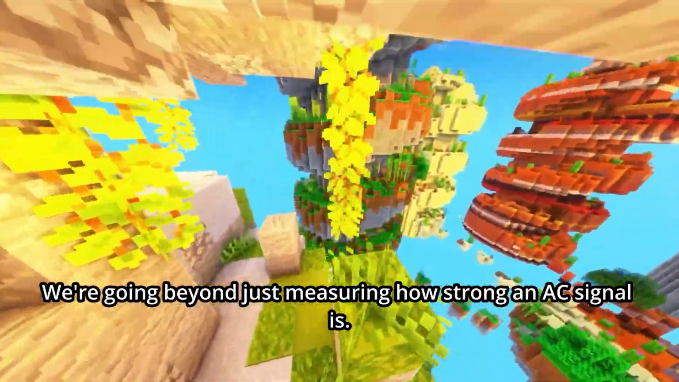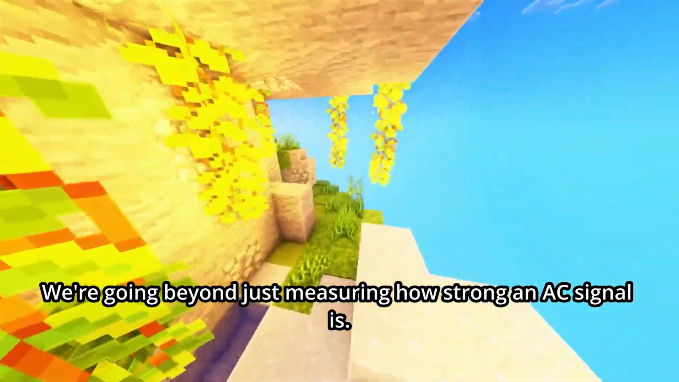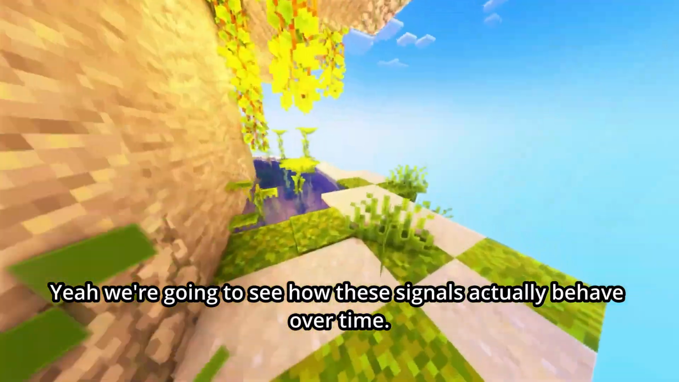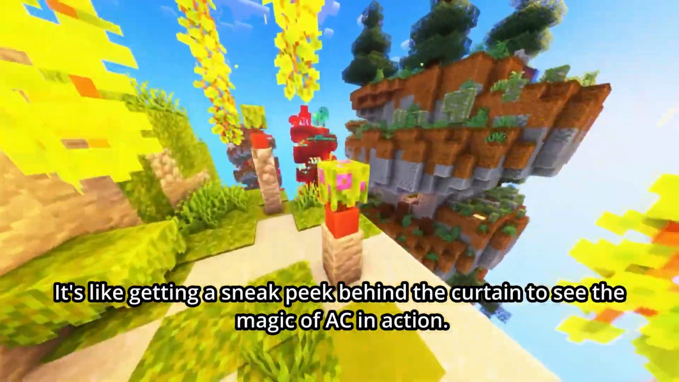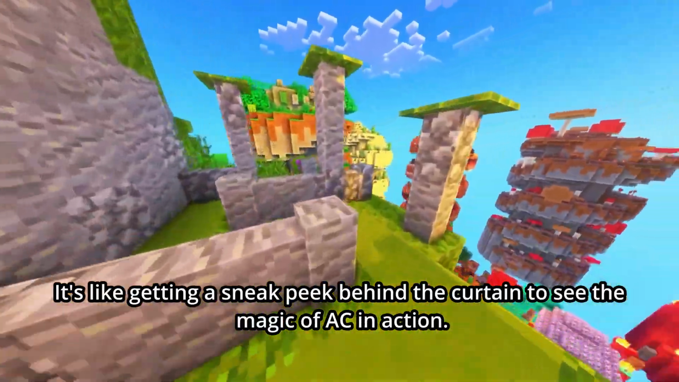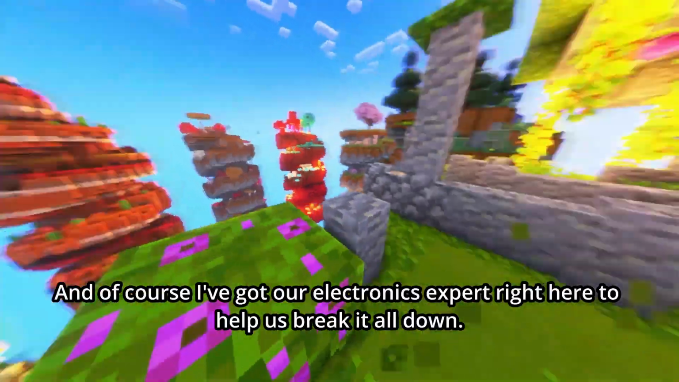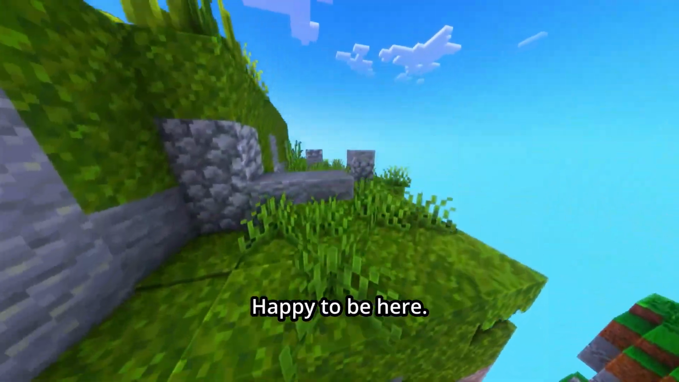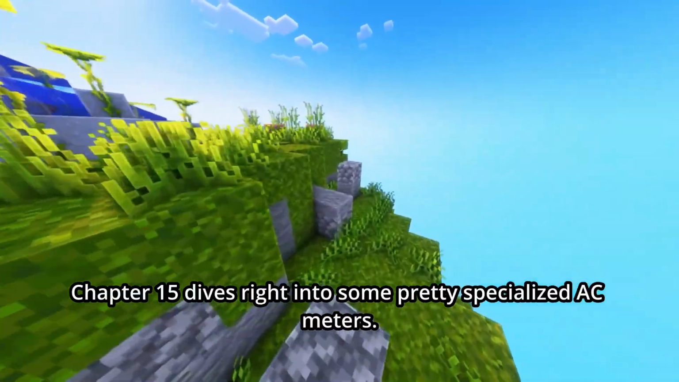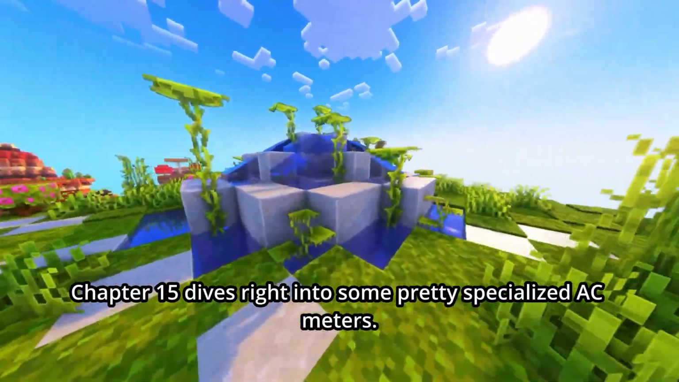We're going beyond just measuring how strong an AC signal is. We're going to see how these signals actually behave over time. It's like getting a sneak peek behind the curtain to see the magic of AC in action. And, of course, I've got our electronics expert right here to help us break it all down. Chapter 15 dives right into some pretty specialized AC meters.